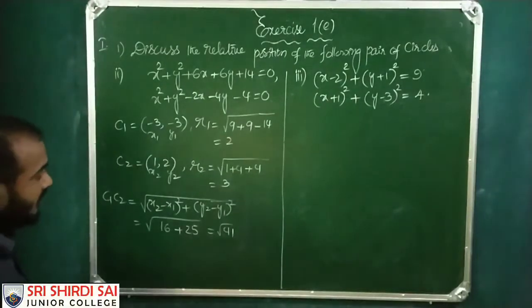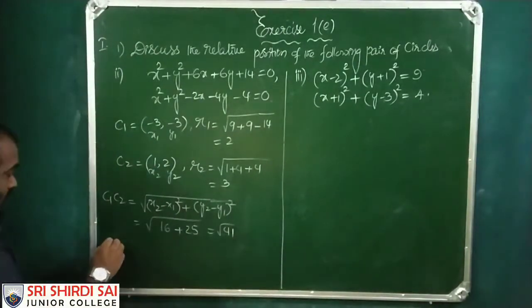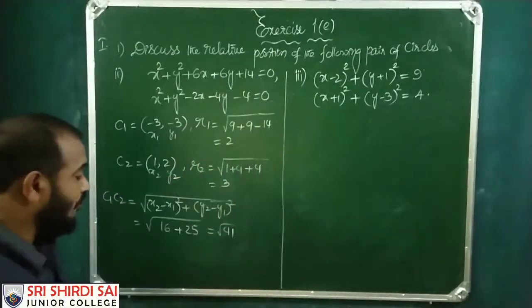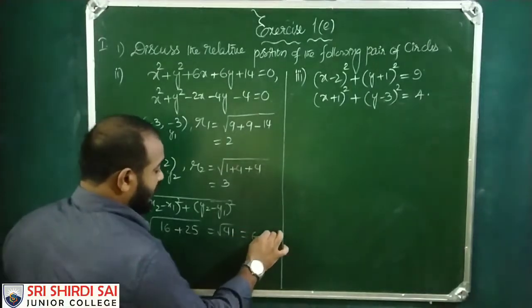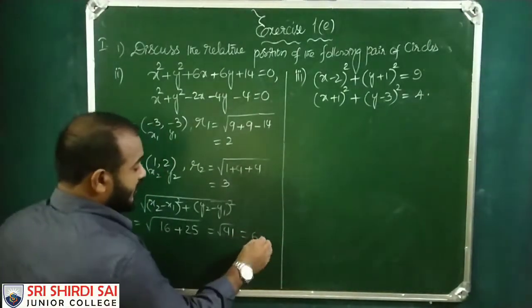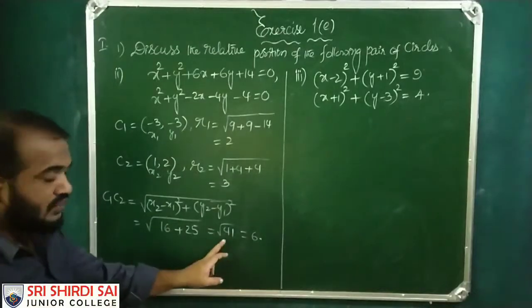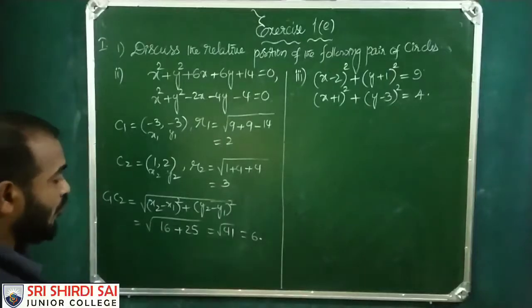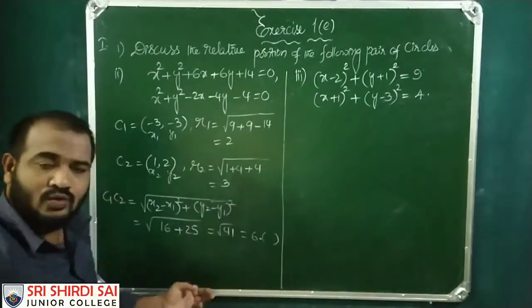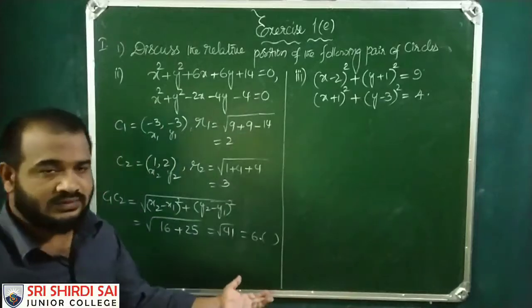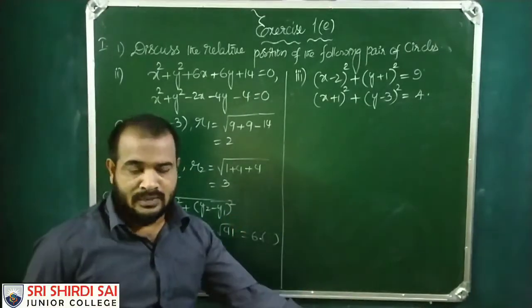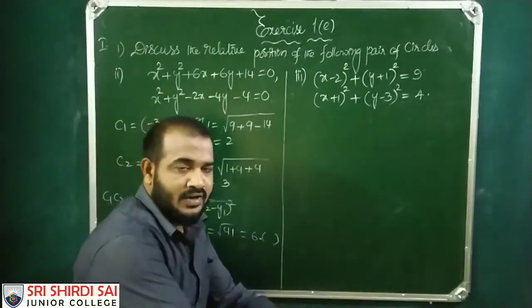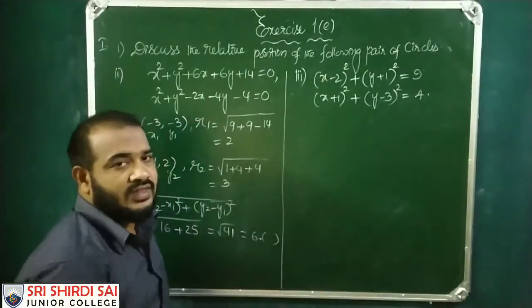So here first of all, what is R1 plus R2? 3 plus 2, 5. So root 41 is something more than 6 point something, because root 36 is 6, root 41 is something more than 6. So the accurate value we are not concerned about, because we need to mention the relative position, whether one circle lies completely outside or not, or touches the other, that we need to discuss.